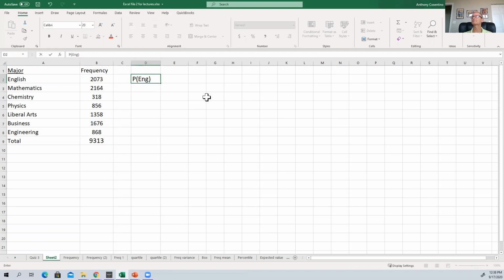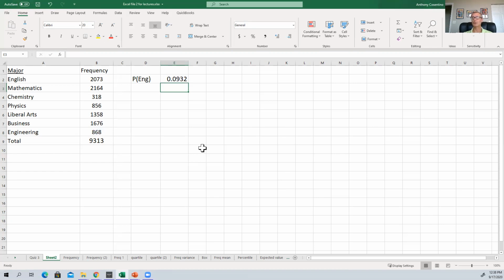So the first question was, what is the probability of engineering? Remember, equal sign to get the equation started. And what's in our numerator? The probability of success would be 868. So you just highlight B8, hit division, and I did the total here, which would be B9. And you can see that it's just about 10%.